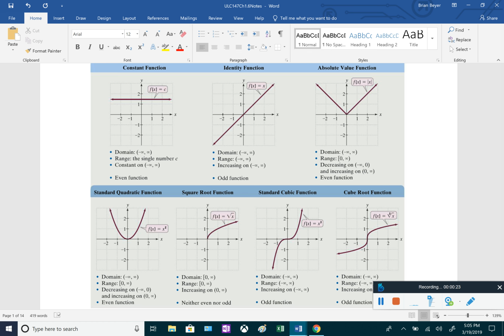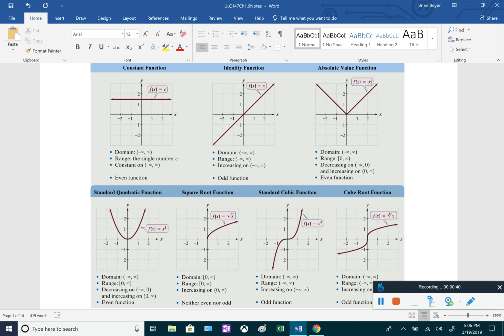So the first one, top left, being the constant function. A constant function is just f of x equals a number. It's a horizontal line. So that one's pretty easy. The identity function is f of x equals x. So that's going to be linear with a slope of 1, y-intercept of 0.